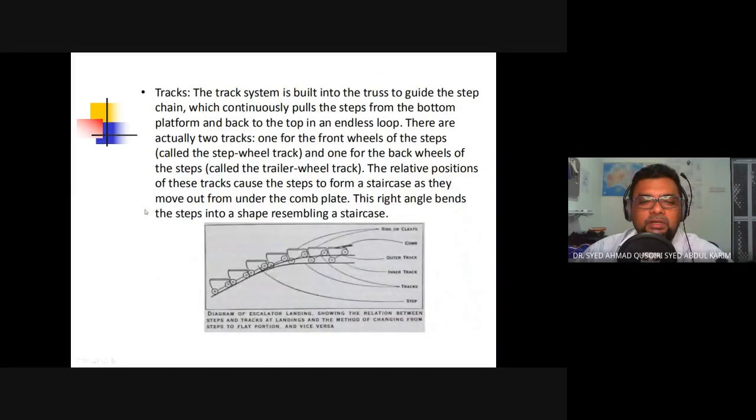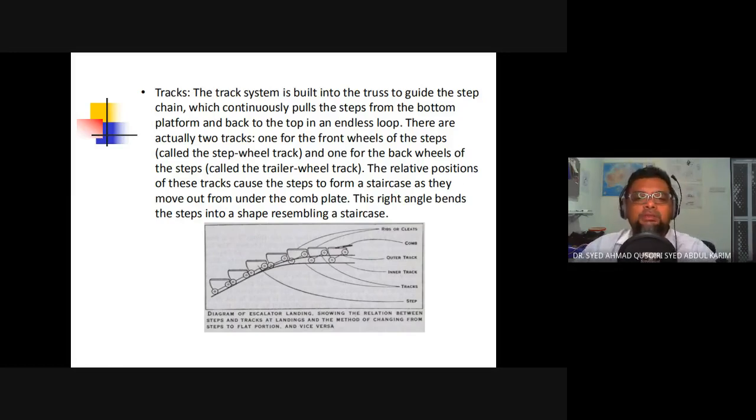Next, in terms of tracks, for escalators, usually they would have two sets of steps. So the track system is built into the truss to guide the step chain. It continuously pulls the step from the bottom platform back to the top platform in an endless loop. So it is always moving. The top part of the escalator is where people step on it, while the bottom part is where the step returns to the original position.